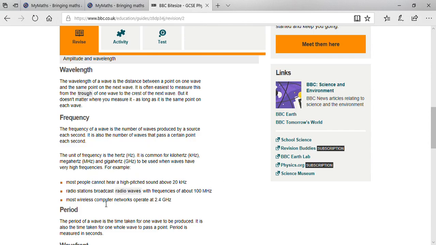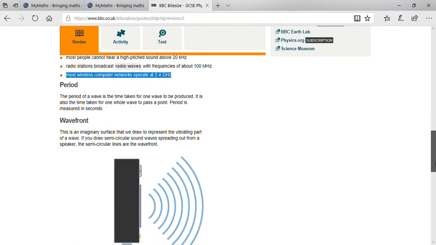Next is wireless. Most wireless computer networks operate at a frequency of 2.4 gigahertz. Sometimes if you see the description of a mobile phone or Android phone, you will see that the processor is 2.4 gigahertz. That means it can operate a wireless network up to 2.4 gigahertz. Clear?